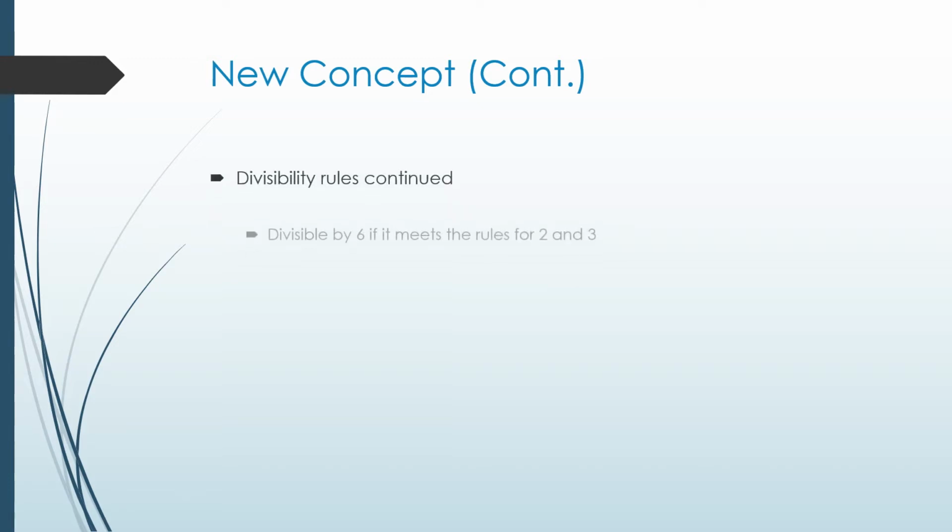We're going to keep going here. A number is divisible by 6 if it meets the rules for 2 and 3. So you'll have to do the rules for 2 and 3, and if it meets both of those, then you know you can divide it by 6. So for example, this number has an even number as its last digit, and if you add them all up, it equals 12. So that satisfies the rule for 3. So this number would be divisible by 6.